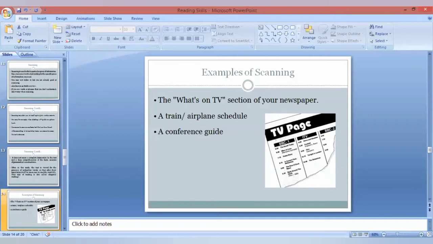So the third one is a conference guide. Most of the time in conferences, guides or brochures are given to participants and visitors, in which they can locate the time of a particular speaker who will talk in that conference, or who will present a research paper in that conference.